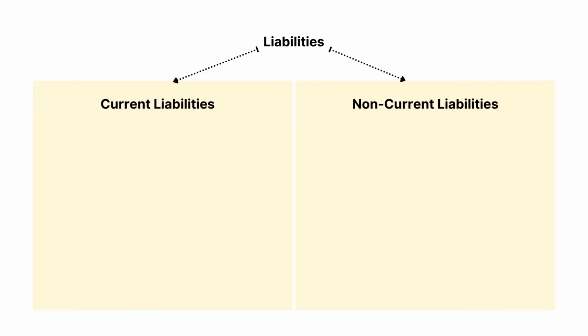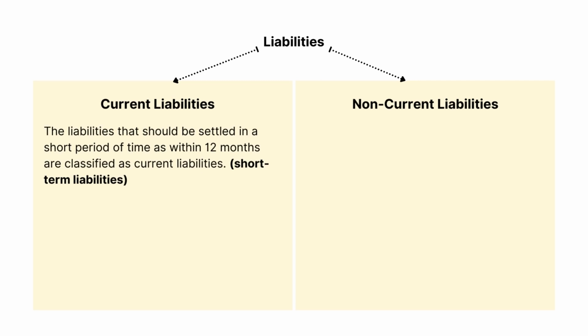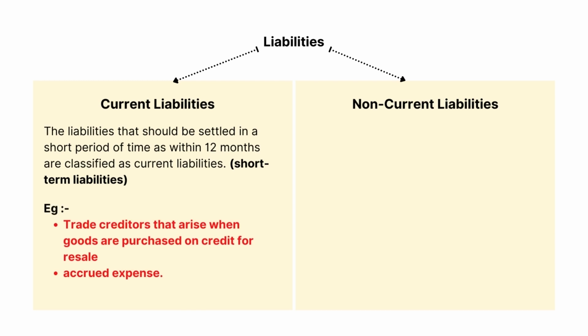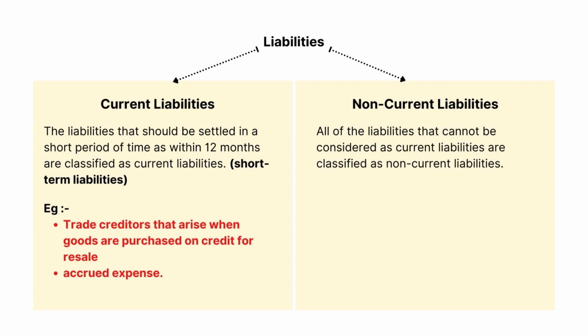Liabilities also can be categorized into two types as current liabilities and non-current liabilities. The liabilities that should be settled in a short period of time, within 12 months, are classified as current liabilities. These are also termed as short-term liabilities. Examples: trade creditors that arise when goods are purchased on credit for resale, expenses to be paid. All of the liabilities that cannot be considered as current liabilities are classified as non-current liabilities. They can be settled after 1 year. Example: bank loan.